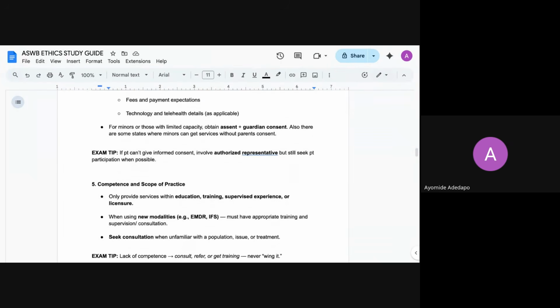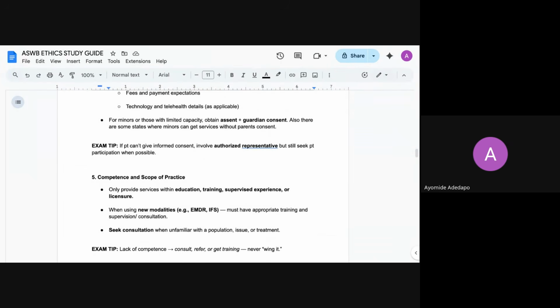And then also if you have a person who has any kind of cognitive delays or anything like that, you have to get consent from the authorized representative, right? But you still want to get assent. You want to make sure that they want to participate.